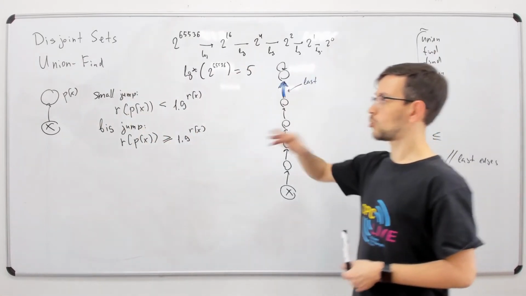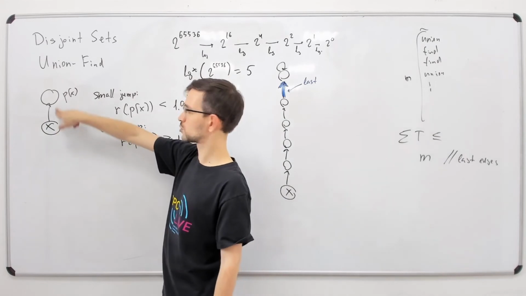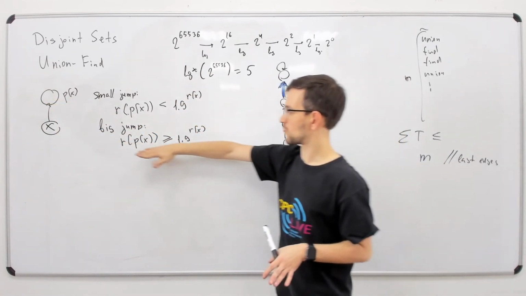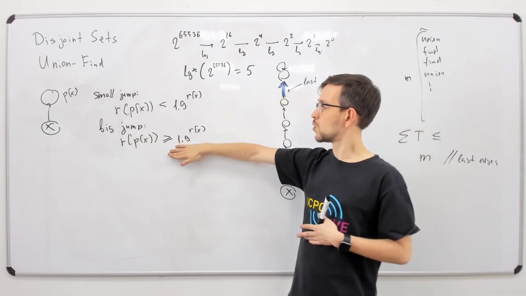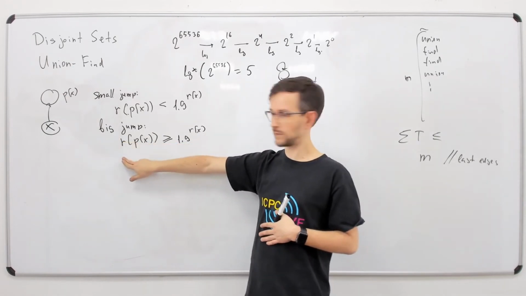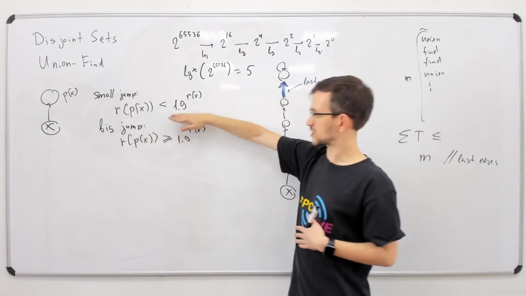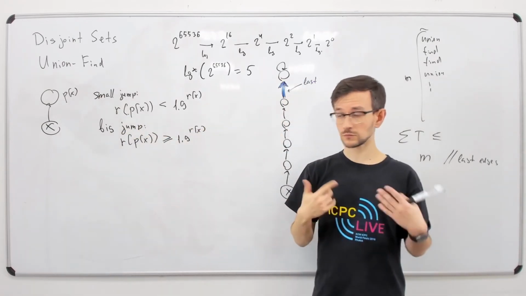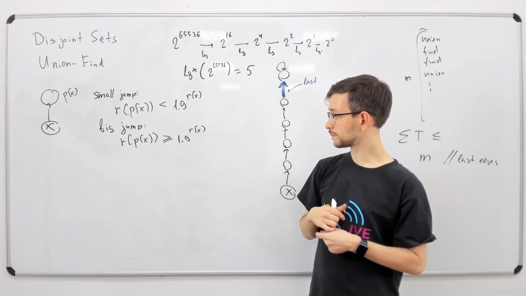So again, we look at this edge from x to the parent of x in the tree. If the rank of the parent is big enough, we say that this is a big jump. If the rank of the parent is small, we say that this is a small jump. That's all.